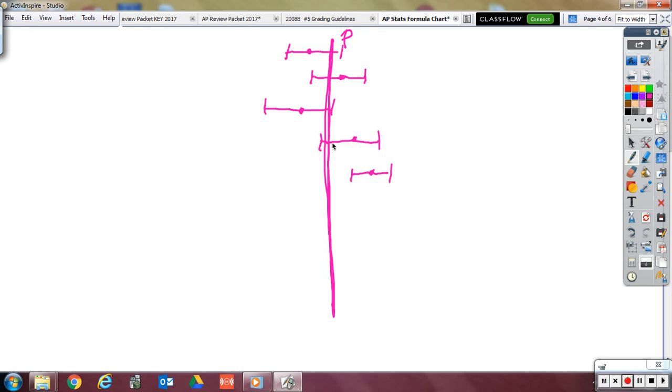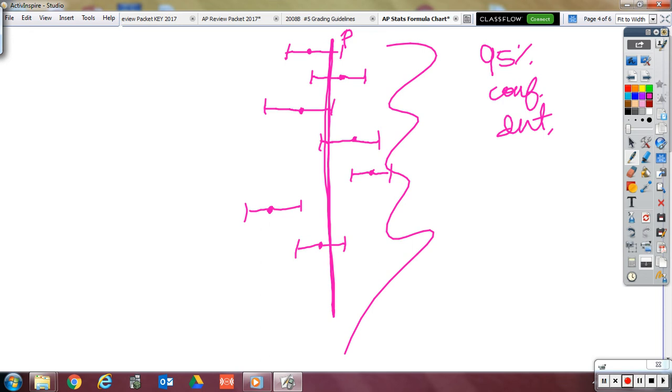No. In fact, if these are 95% confidence intervals, what proportion of all intervals made should contain this true P? Good. If these are 95% confidence intervals, then 95% of all of those intervals should contain that true P. So, could you make an interval that doesn't contain true P? Yes, you could. You could have made this P hat, which made an interval that doesn't capture your true P.